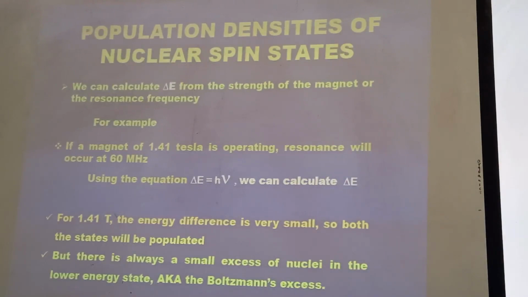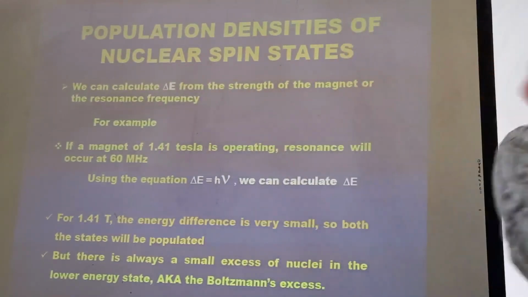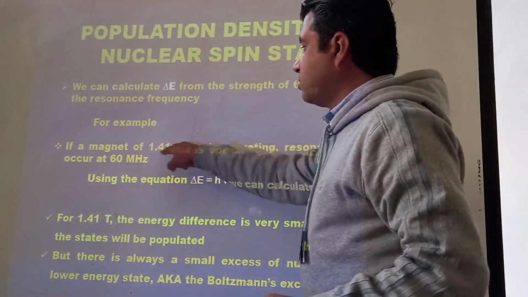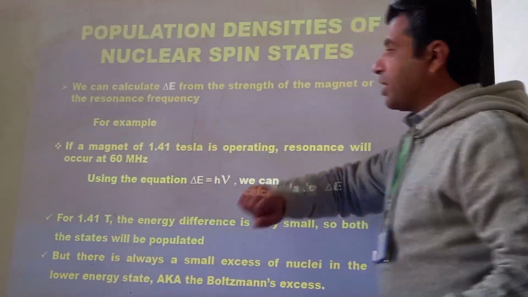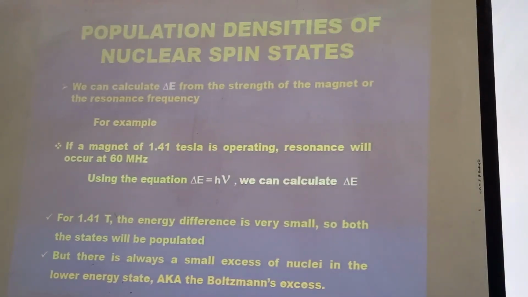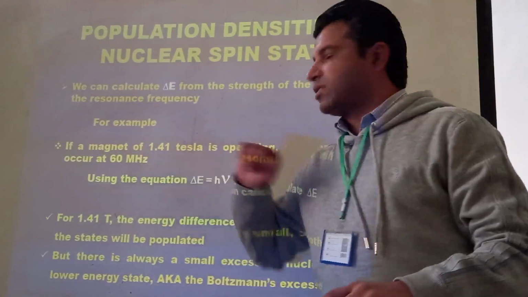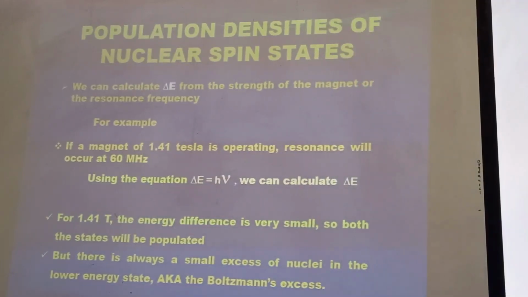Now what is that population density, or what is the difference of population, or is it the same population in alpha or beta state? You already know that we can calculate del E from the strength of the magnet. You know the strength of your magnet. So, for example, we have a magnetic field that operates at 1.41 Tesla. Then, for protons, for hydrogens, resonance will take place at 60 megahertz.